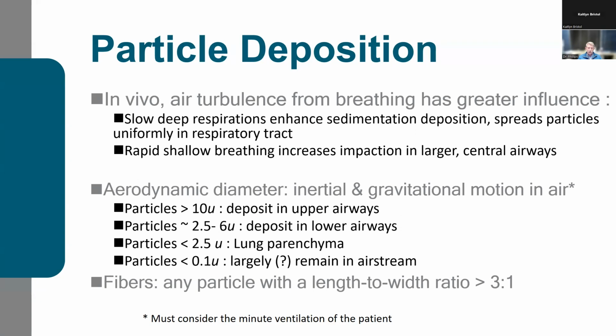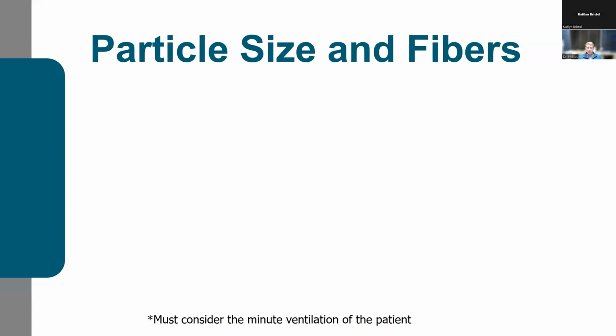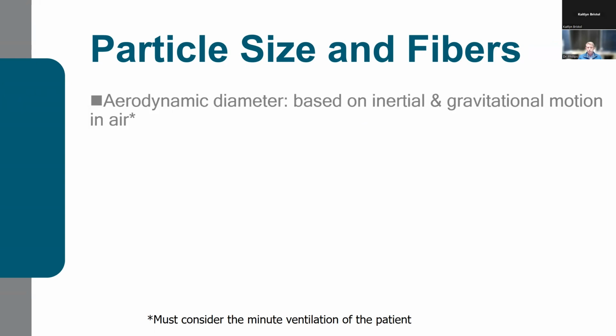And of course, particle size, if we're thinking about fibers, it's really important to think about length to width ratio, which doesn't impact this. Oftentimes in emergent situations, such as explosions or disaster-type settings, you're going to have both dust particulate and contaminants, including fibers, as well as gas exposures. And so these should be considered all at the same time.